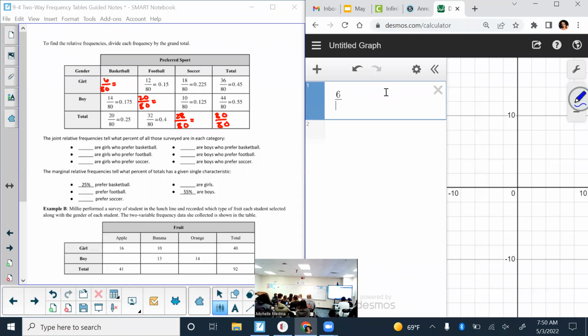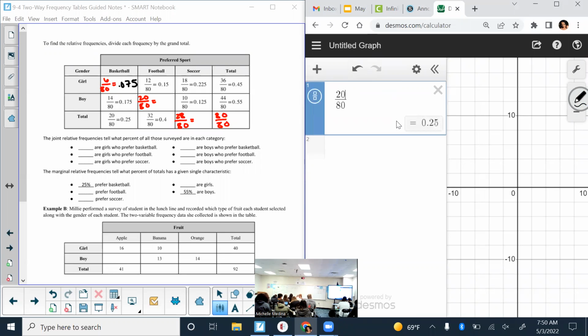So 6 divided by 80, you get 0.075. So don't make it 0.75. There's a 0 after the decimal spot. And we're rounding to the third decimal spot for all of these.